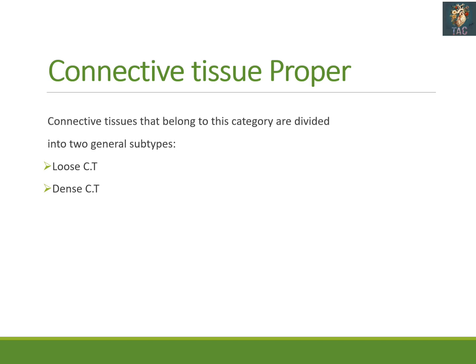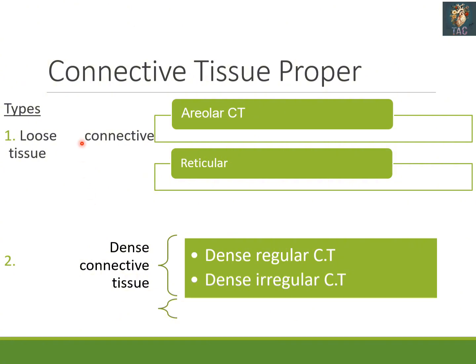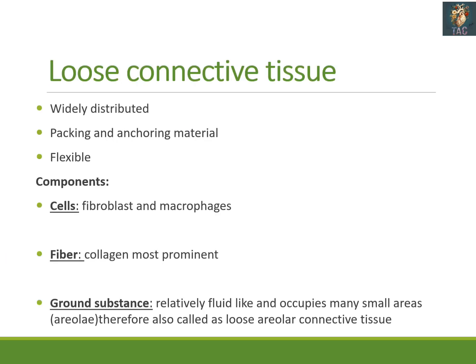This connective tissue is again categorized into two subtypes, the loose connective tissue and dense connective tissue. Loose connective tissue may be areolar and reticular, and dense may be dense regular and dense irregular connective tissue. Loose connective tissue is widely distributed. It is a packaging and anchoring material, and it is flexible. Always remember this loose connective tissue is present just beneath the epithelia. So this is a very important point.